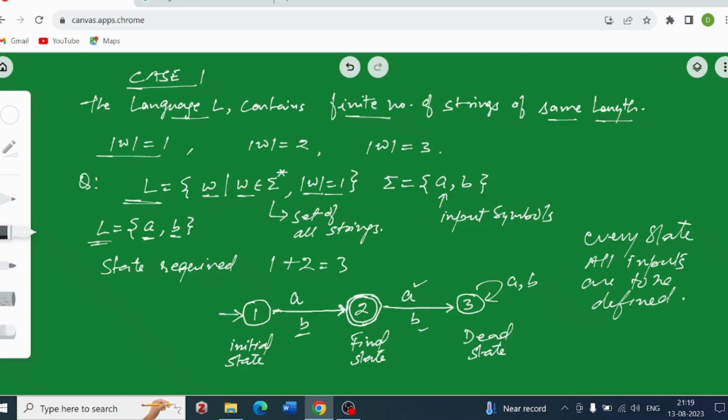Look at this state 1. For state 1, input A is defined, that is, a transition is given, and input B also is defined here. It's okay for this diagram. For state number 2, which is the final state, input A and input B are also defined, which is okay here. And finally, for the last state, both inputs are defined. So this is the answer to this question. Let's take another example.